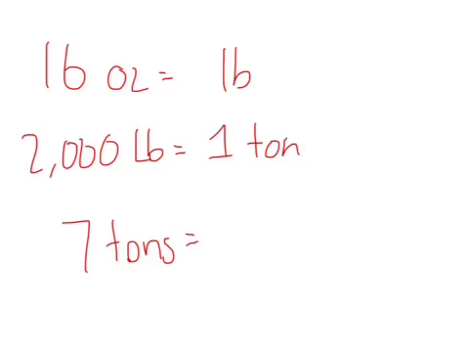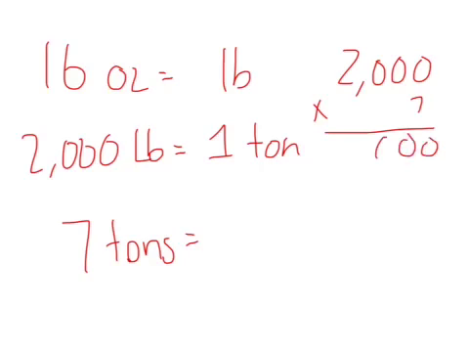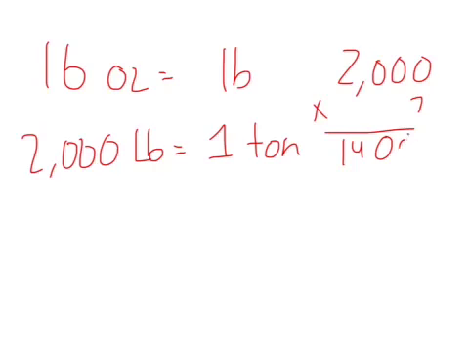So pretty much you know that there's 2,000 pounds in 1 ton. In this case, there's 7 tons. So you would just do 2,000 times 7. You can do 0, 0, 0, 14. So we know that the answer is going to be 14,000 pounds.